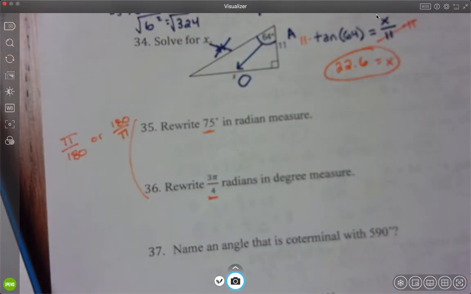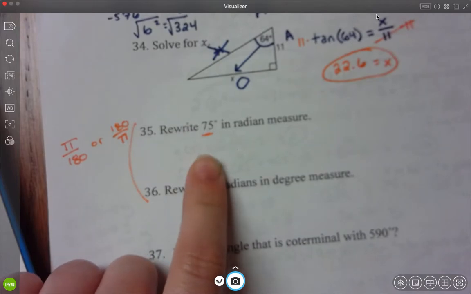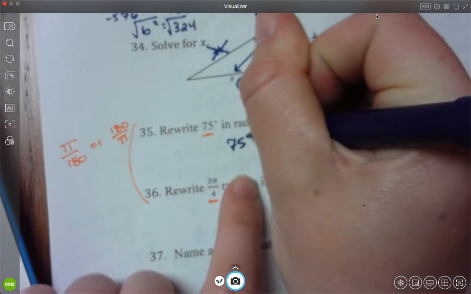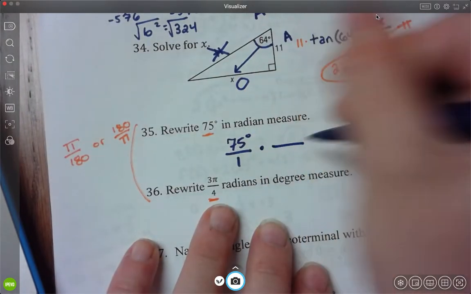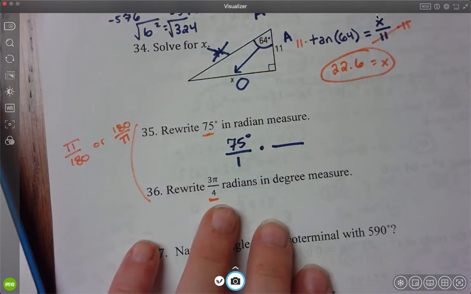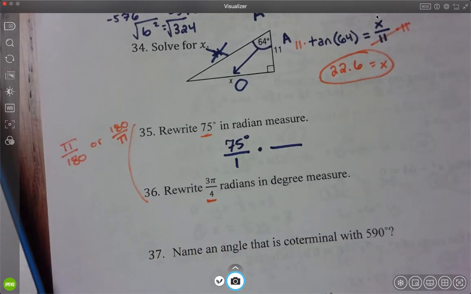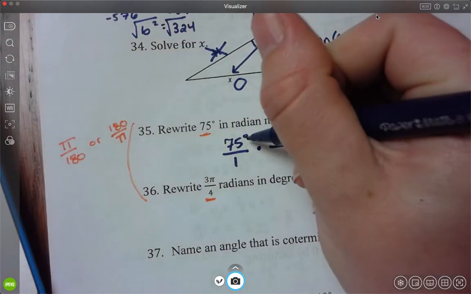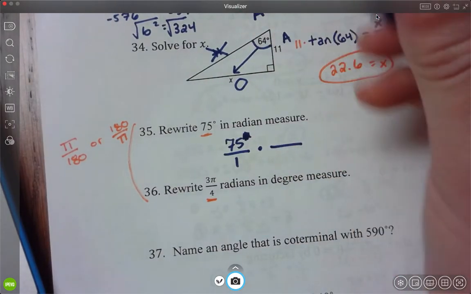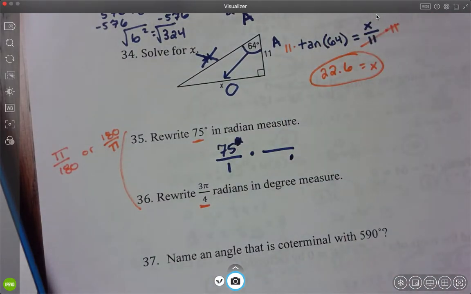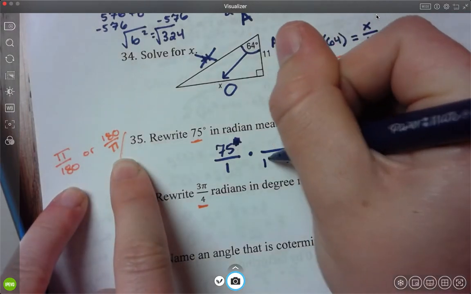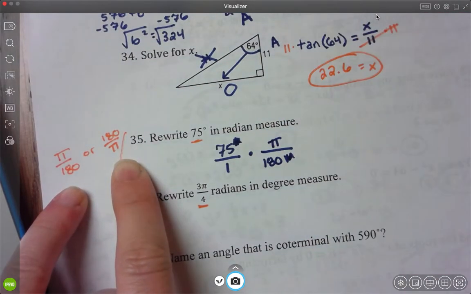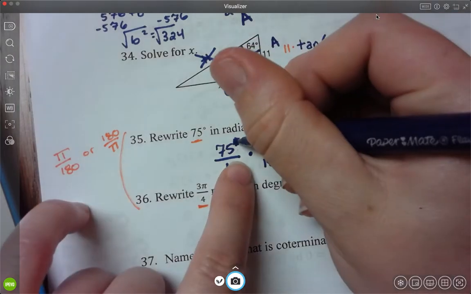Okay, so the way that I do this is I start with 75 degrees, and I'm going to put that as a fraction over 1. When I do this, I'm going to set up a unit multiplier like I would when converting feet to inches or miles to yards. I want to make sure that the unit of degrees cancels out with degrees on the bottom, so in this case, I'm going to use 180 on the bottom and pi on the top, because I want the degrees to cancel with the degrees.